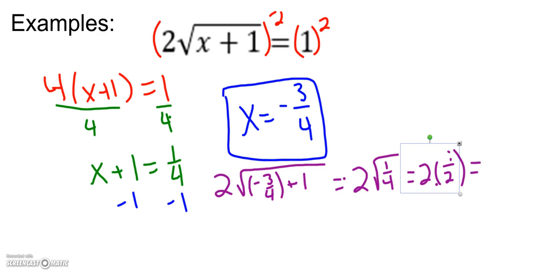And then the 2's are going to cancel. So that's equal to 1. And our equation has to equal 1. So that works. So this is our correct answer. So x does equal negative 3/4.